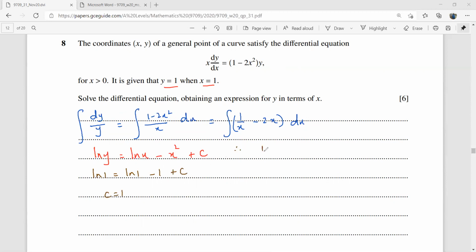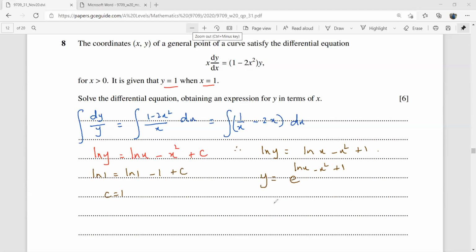Therefore, we have ln y equals ln x minus x squared plus c. So we can write this as y is equal to e raised to power (ln x minus x squared), and I should write here c's value, which is going to be plus 1. You can leave it up to this part. That is your y in terms of x. This is the answer.